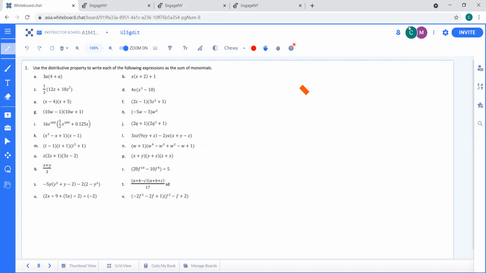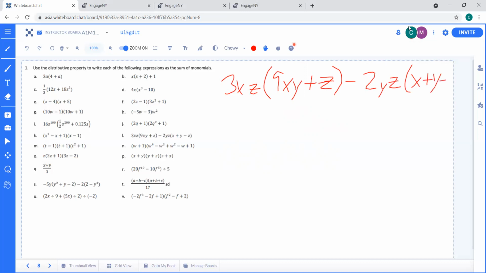And now I'm on J, K, L: 3xz times (9xy plus z) minus (x plus y minus z). And that's the reason why I put my line through my z, to make sure it's not a 2. Okay. Now let's just start over here.